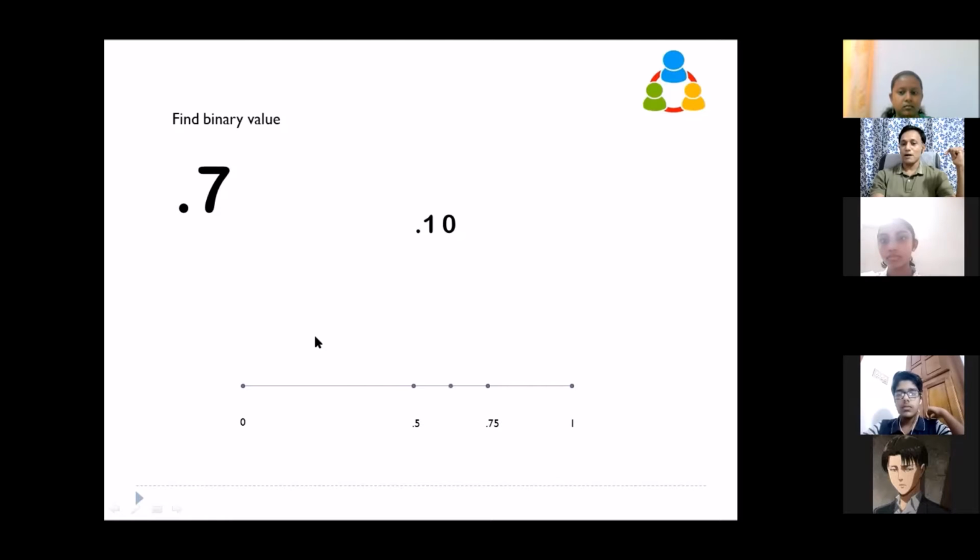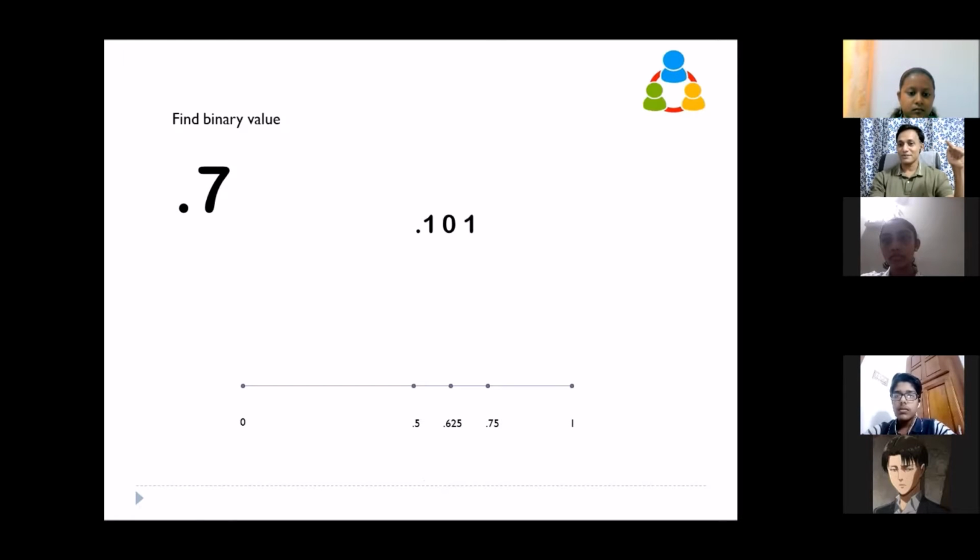Now the third part, this is 0.625. We know the value is between 0.5 and 0.75. The third decimal gives an accuracy of 1 by 8. So we want to know whether it is between 0.5 and 0.625, or between 0.625 and 0.75. This is 0, this is 1. So is the third decimal 0 or 1? It is 1, because 0.7 is between this and this. So the third decimal is 1.